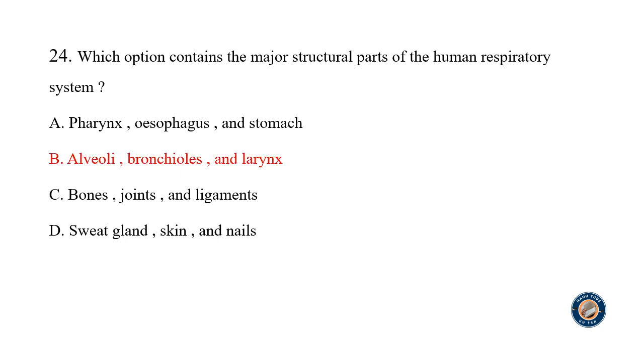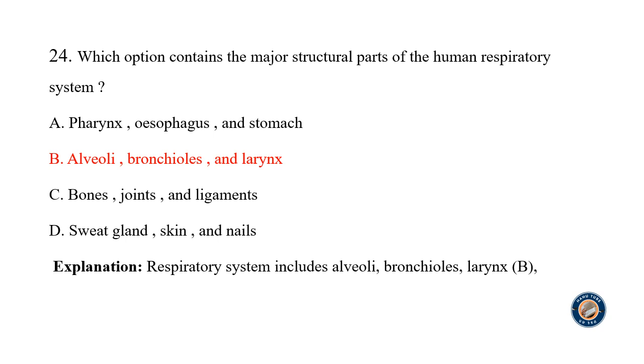The answer is alveoli, bronchioles, and larynx. Respiratory system includes alveoli, bronchioles, and larynx, as mentioned in B.